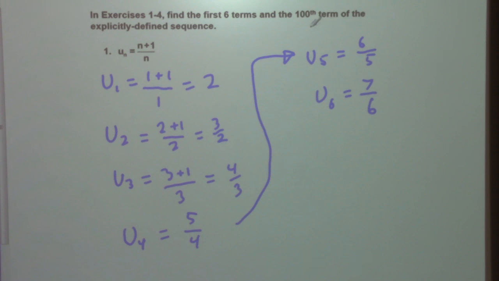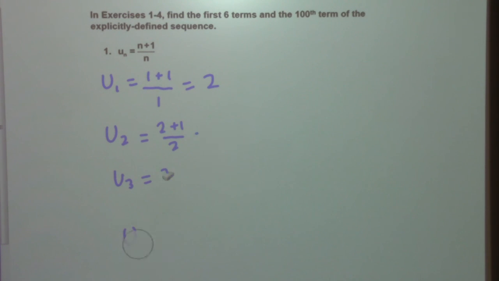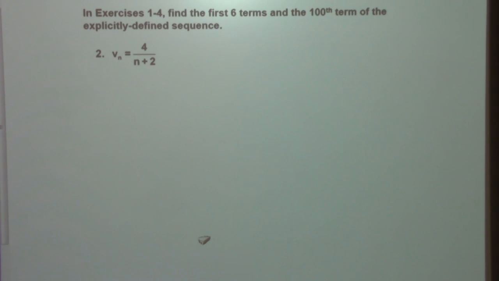And then it says find the 100th term. For the 100th term, u sub 100 is going to be equal to 101 divided by 100. And so that's problem 1 worked out. So what I want you to do is work out problem 2 similarly. In fact, I could call on somebody for number 2. Now work that out quickly and I'll call on somebody for number 2.